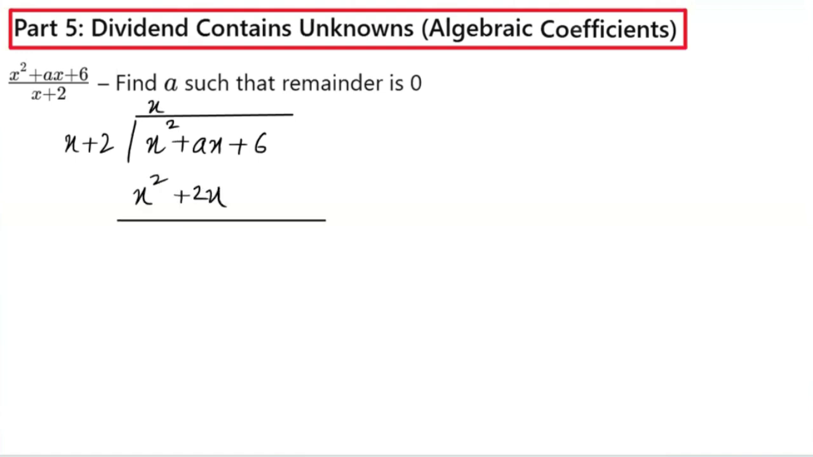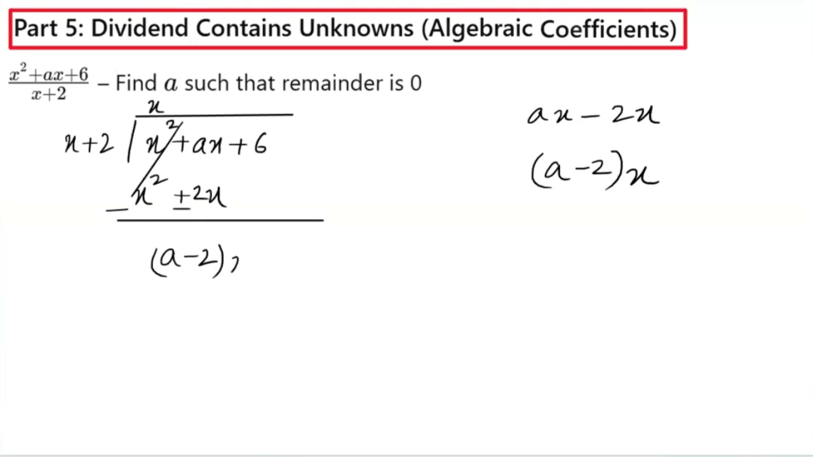And this is where things get a little tricky. Cancel. How do you subtract this? If you do your algebra, a x minus 2x, you can factorize the x. So this will look like a minus 2 and x. So now that is the coefficient of the term in x, and this is the constant term. Okay.